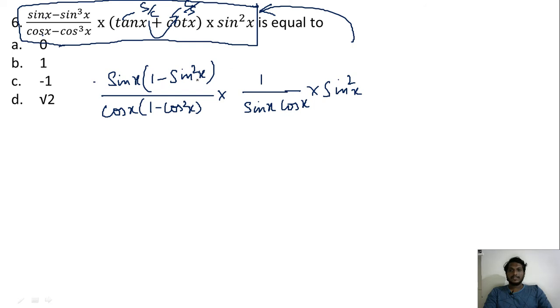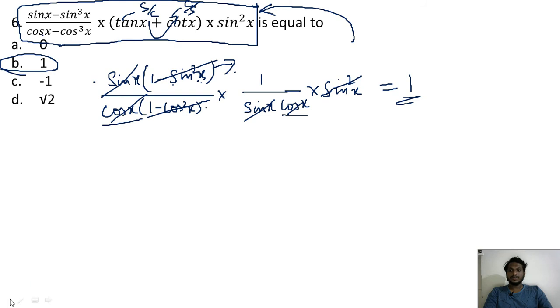Now 1 minus sin square x is cos square x and 1 minus cos square x is sin square x. So this and this get cancelled out. Sin x and sin x also get cancelled out. Here you have cos square x in the denominator, that is 2 cos x terms, and in the numerator also you have 1 minus sin square x, that is cos square x. So these terms also get cancelled and you are left with 1. Option B is the right answer. Hope you understood.